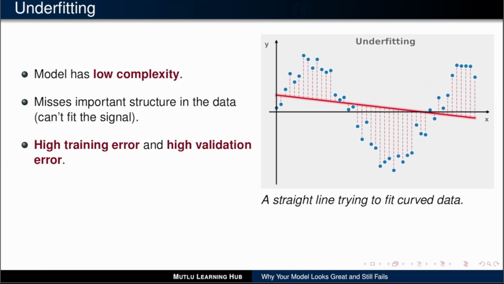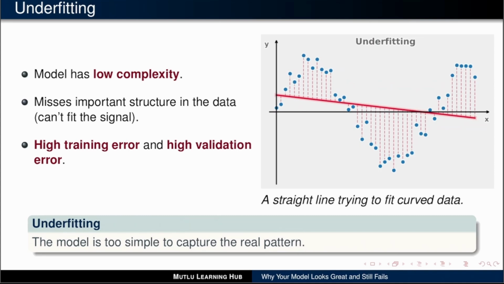Underfitting happens when the model has low complexity. It misses important structure in the data, and because of that, both the training error and the validation error stay high. The model is too rigid, like trying to summarize a curved story with a straight line.